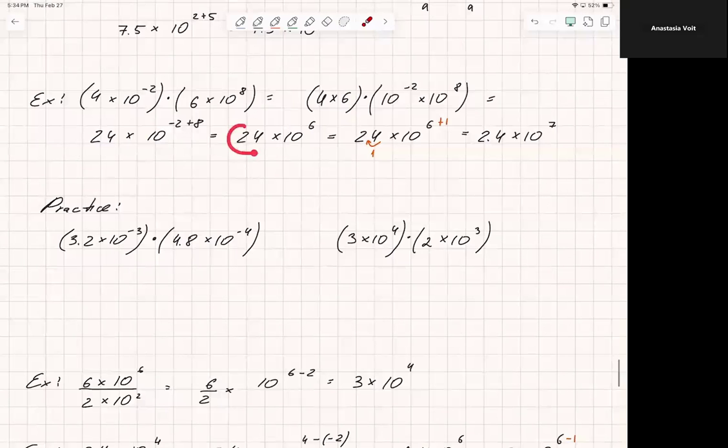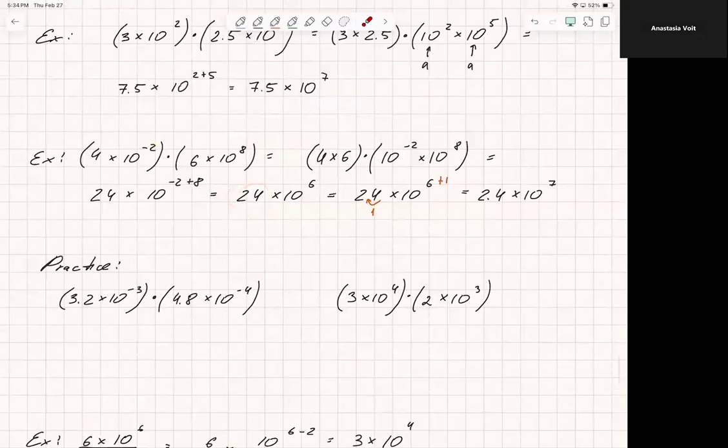Now, since we have 24 times 10 to the power of 6, remember that the rule is k times 10 to the power of n. And k should be a value between 1 and 10, right? But 24 is greater than 10, so 24 cannot be k. But what can be k? K can be 2.4, right? So we need to convert this 24 into scientific notation.